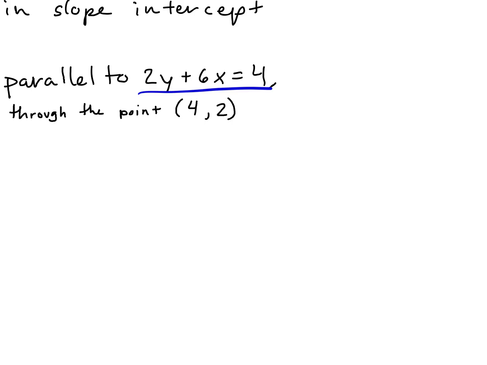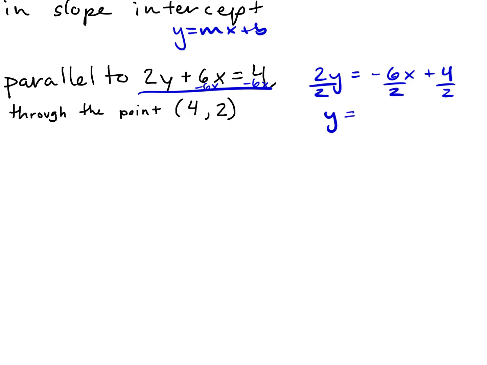Subtract the 6x over. We want to put it into y = mx + b form. We're going to rearrange it first to find what our slope is. So we have 2y equals, when I subtract 6x to the other side, we get -6x + 4. What would we do next to get the y all by itself? Divide by 2. So y = -3x + 2.